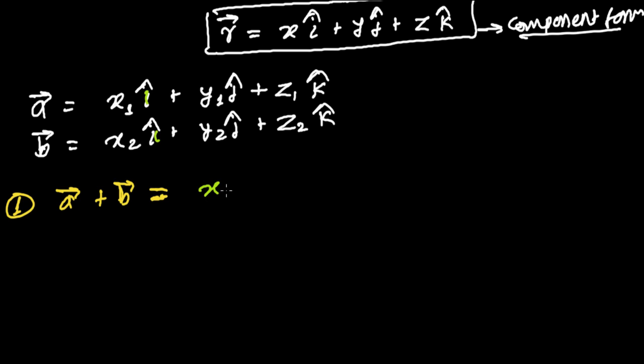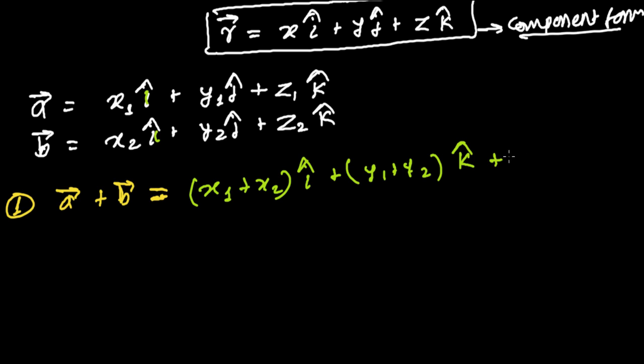So this will finally be x1 plus x2 i cap, then y1 plus y2 j cap, and z1 plus z2 k cap. And this is not only for addition, this will work for the difference also. If you're talking about the difference a minus b, then again just change the sign here only, and everything else will be the same.